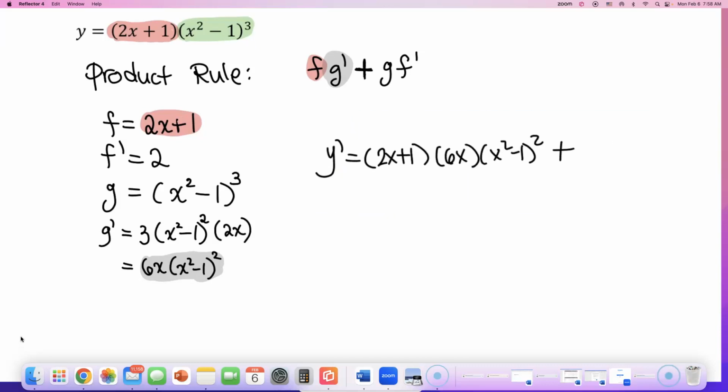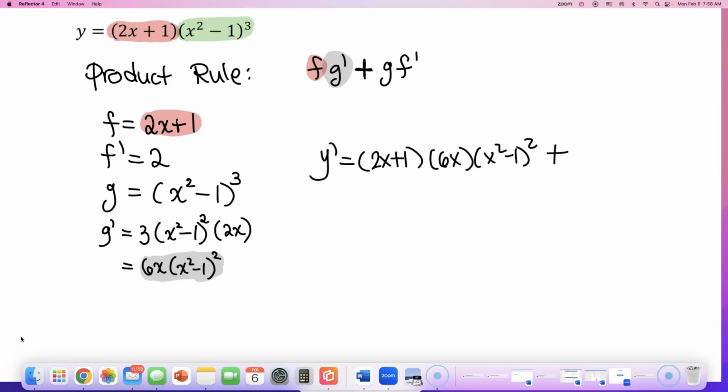All right, let's go grab that g. G is this. That's g, (x squared minus 1) cubed. And we multiply this by f prime, right? And what was f prime? Oh, look, it was just 2. So you know what I'm going to do? I'm going to squeeze in that 2 in front of that parenthesis.